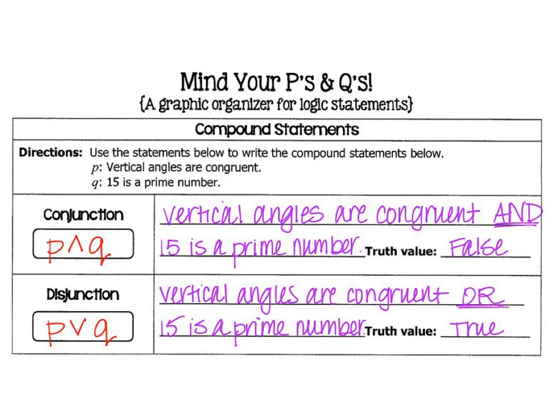Now disjunction, P or Q. So vertical angles are congruent or 15 is a prime number. This is true because with disjunctions, only one of them has to be true for the whole thing to be true. And vertical angles are congruent. That is true. All right? So that's why the truth value of this disjunction is true.